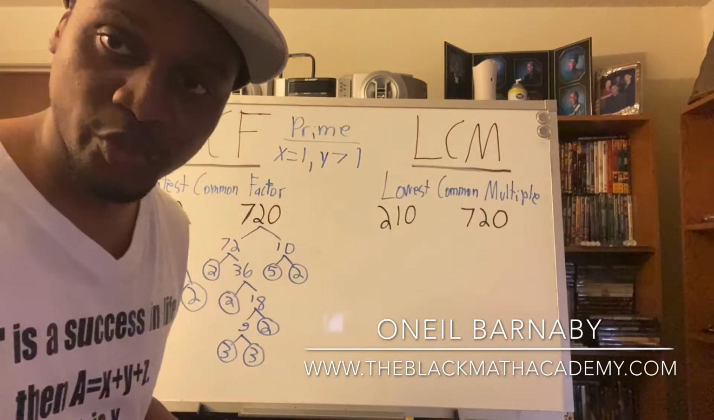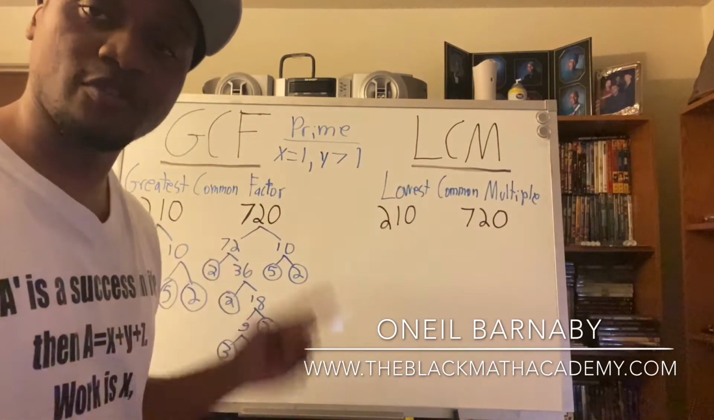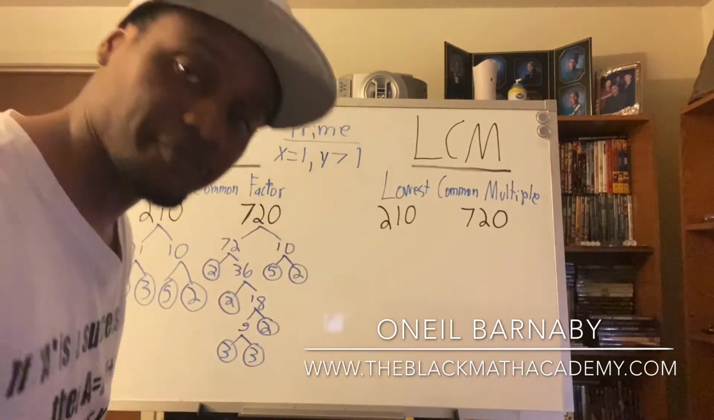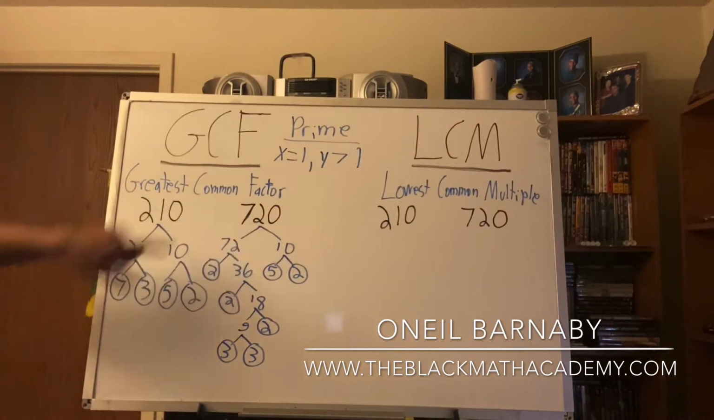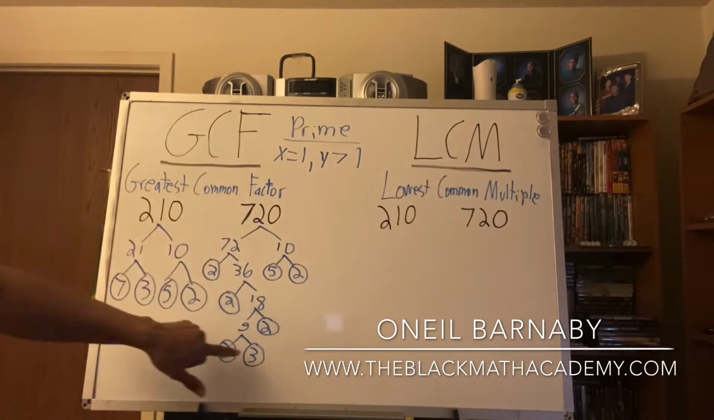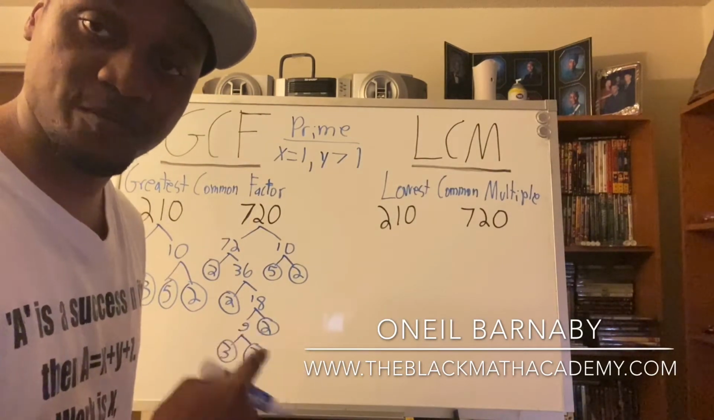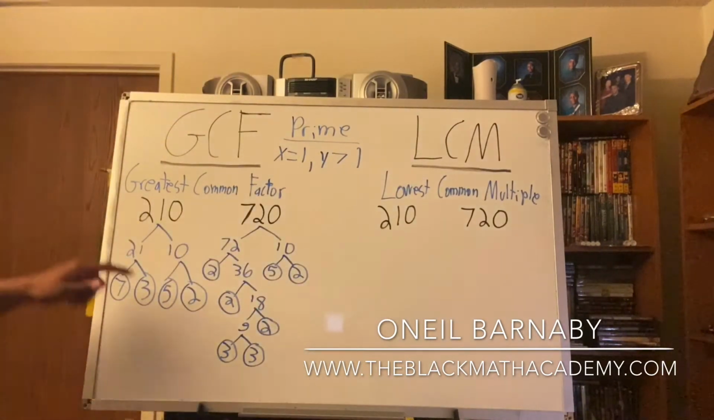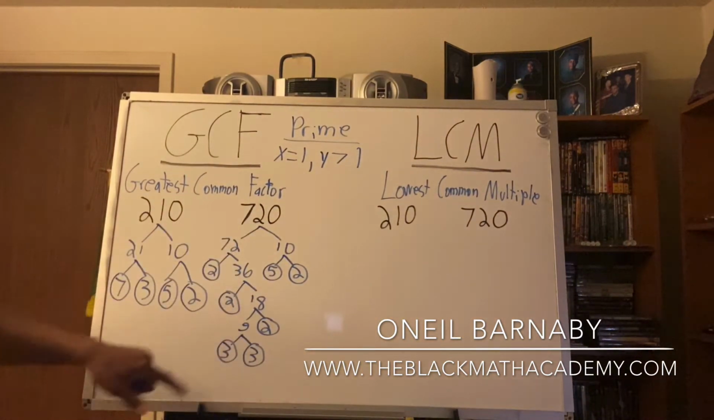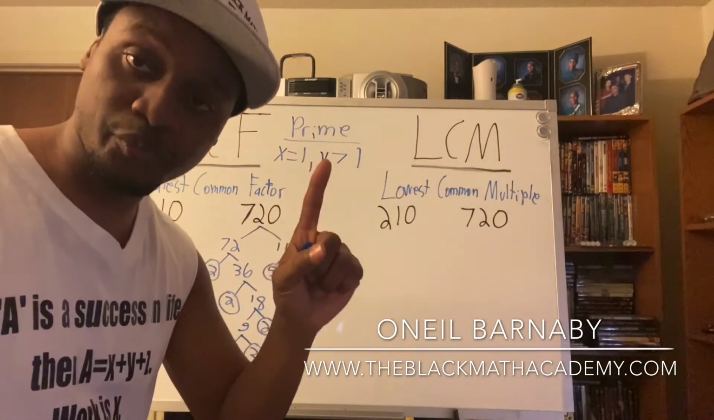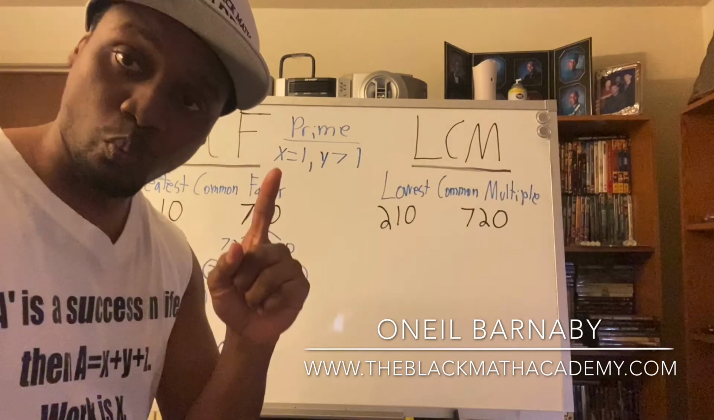So what do we do with them? Well, what we're going to do is multiply the prime factors each number has in common. So for 210, we have a 7 as a prime factor. 720 doesn't have a 7 as a prime factor at all. So we can't use 7 to find out what the GCF is because they both don't have it. For 210, we have a 3. For 720, we have 2 3s. So they both have 1 3 in common at least. So we're going to multiply that 3 one time.